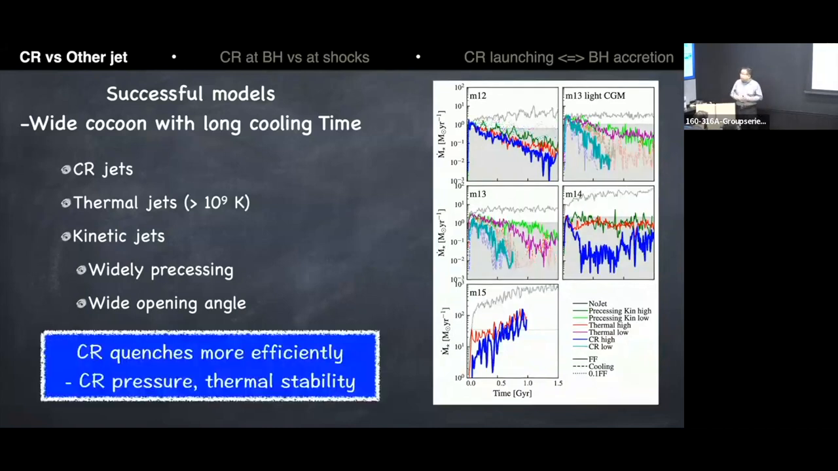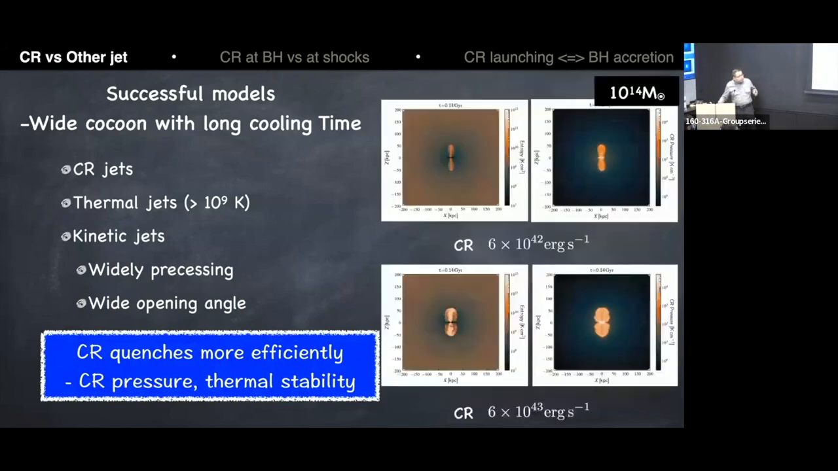In particular, I want to highlight the blue lines and the cyan line here: given the same energy flux, the cosmic ray jet could always quench most efficiently. The reason we found previously is the cosmic ray pressure support and also the change of thermal instability. By providing this extra feature, cosmic rays actually quench most efficiently. For example, these are a few runs with cosmic ray energy dominated jets. For the 10 to the 14 solar mass case, starting from a few times 10 to the 42 ergs per second, you can start to quench this massive galaxy.